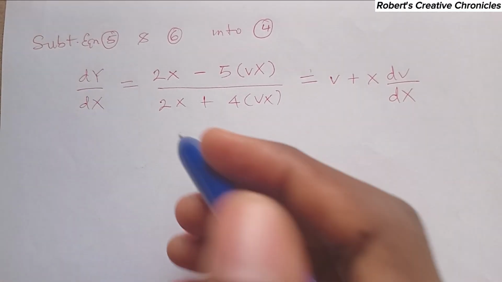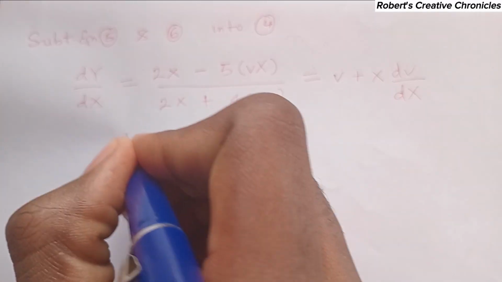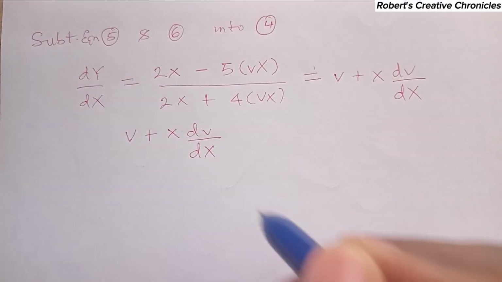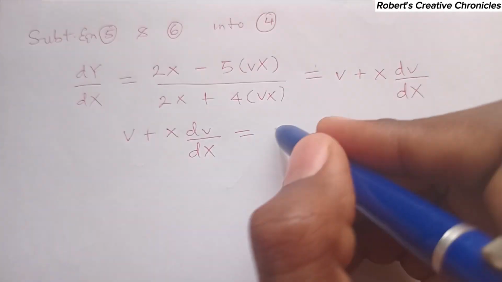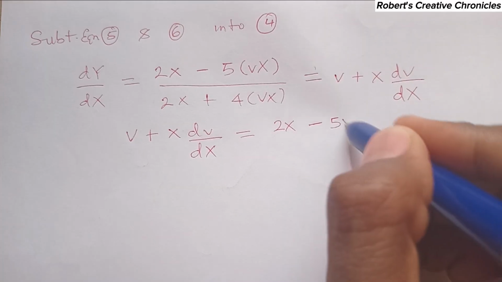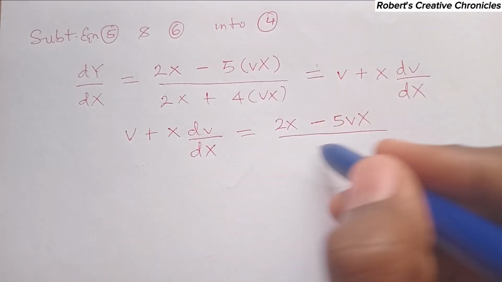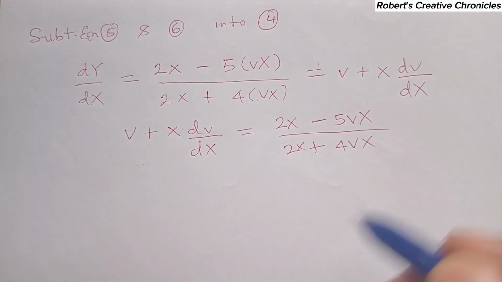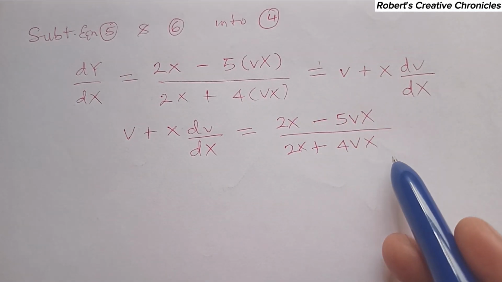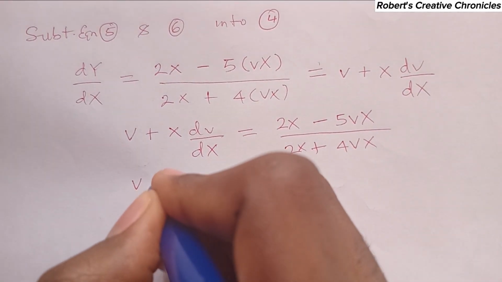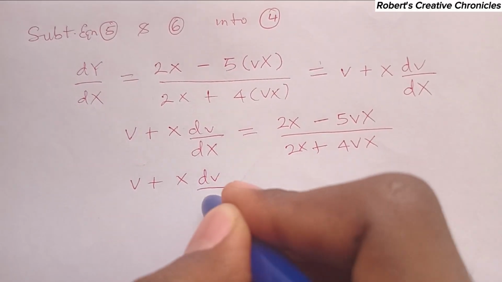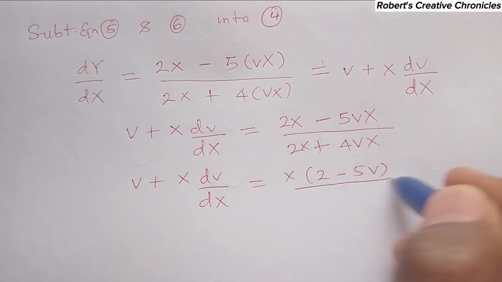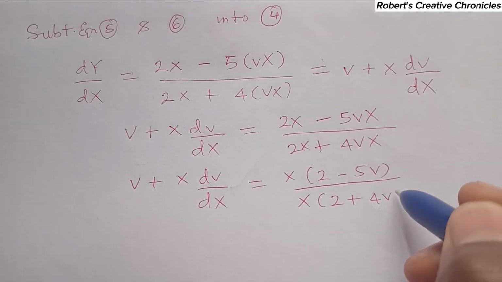So now we can remove this dy over dx. It now becomes v plus x dv over dx is equal to (2x minus 5vx) over (2x plus 4vx). Now we can factor out x here. It will be v plus x dv over dx equals x(2 minus 5v) over x(2 plus 4v).